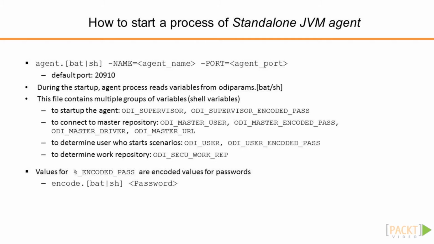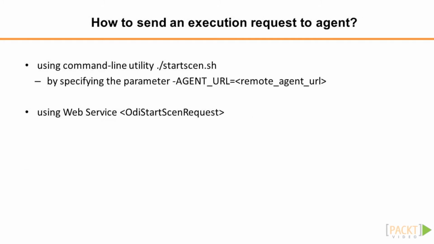Additionally, it sets other required parameters from the file ODI params, batch or shell. Within this file, there is all necessary information for connecting to the repositories needed. Once the agent is started, you can also start scenarios from the command line by issuing the command startscen.bat or startscen.sh, passing the agent URL as a parameter. On top of that, every Java agent comes with the capability to handle web services. Hence, you can also use this functionality to start your scenarios.